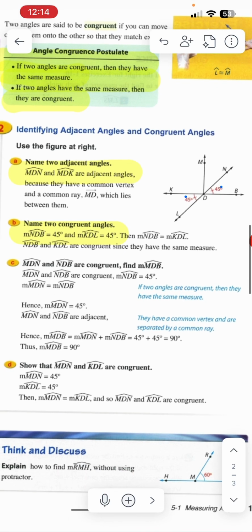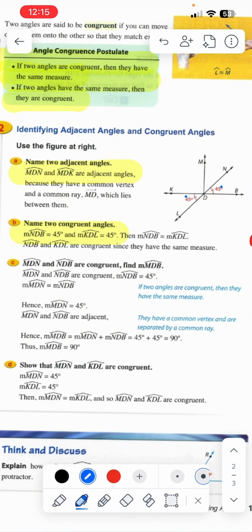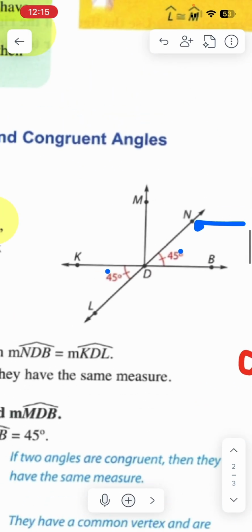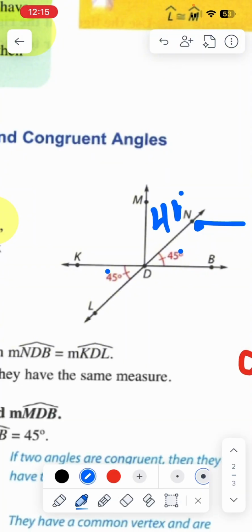Now section C, MDN and NDB are congruent. Congruent, that means they are equal. So NDB is 45 degrees. MDN is how much? Also 45. Why? Because it is given. So since it is given, this is also 45 degrees. Okay, it is given that they are equal.